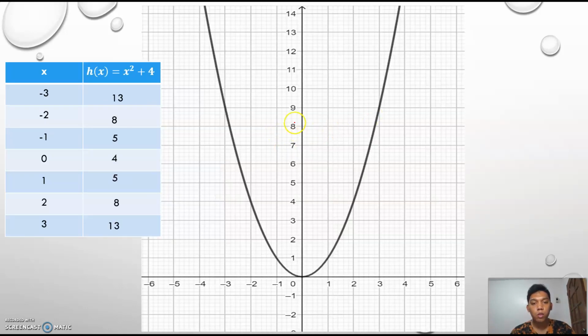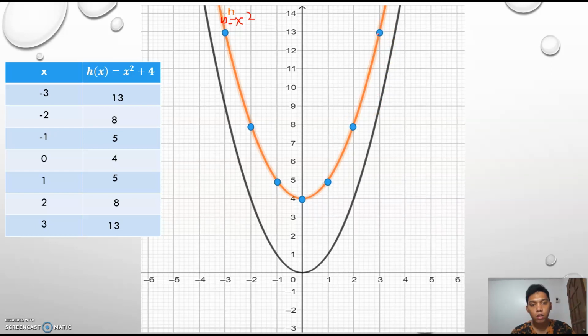To graph this one, we compare its graph to the parent function, which is y equal to x squared. So now let's graph. -3, 13, it's somewhere here. Then negative 2, 8, that's here. Negative 1, 5, it's here. 0, 4, it's here. 1, 5, it's here. 2, 8, it's here. And 3, 13 is here.